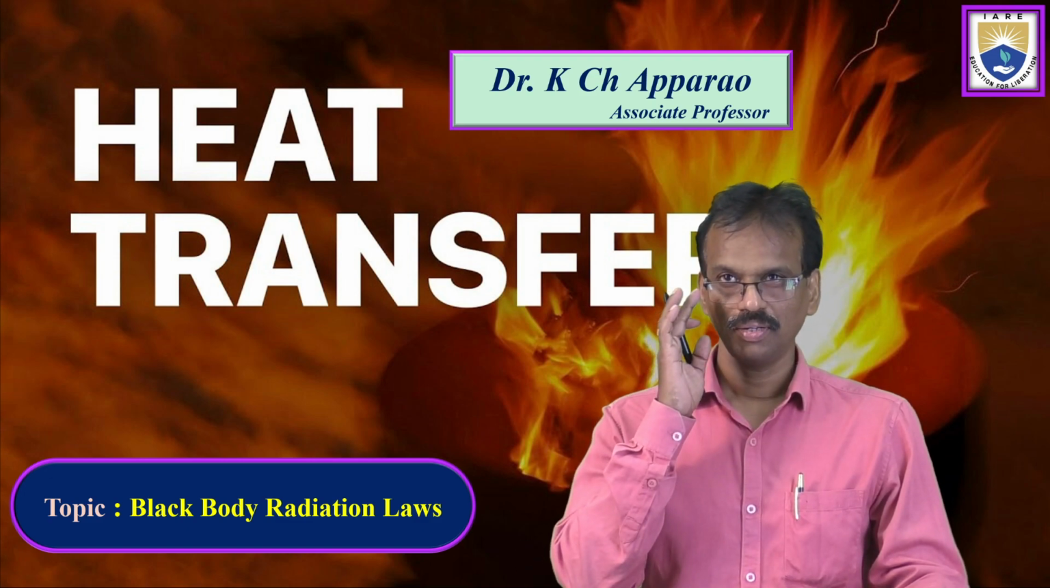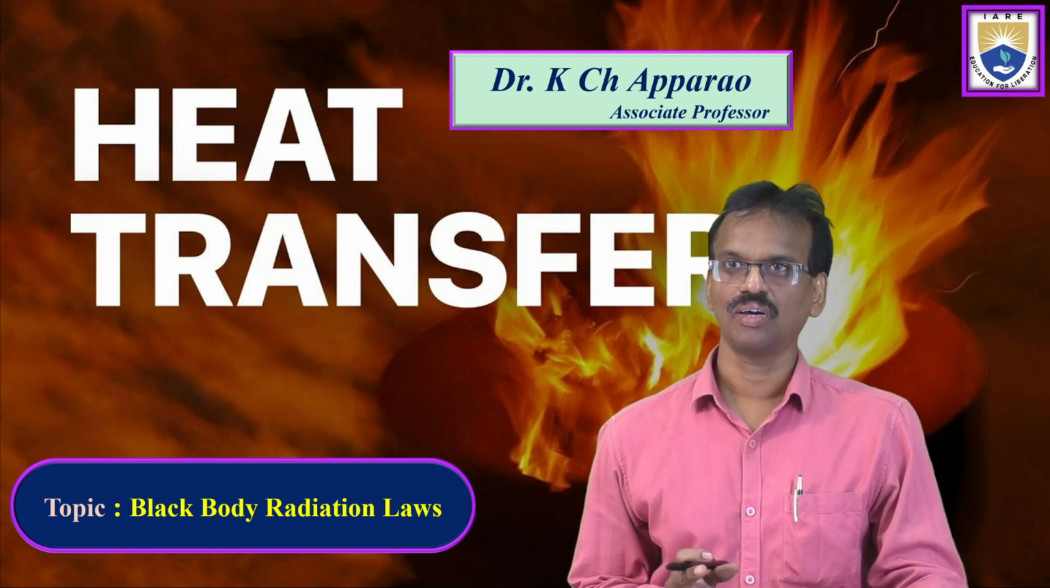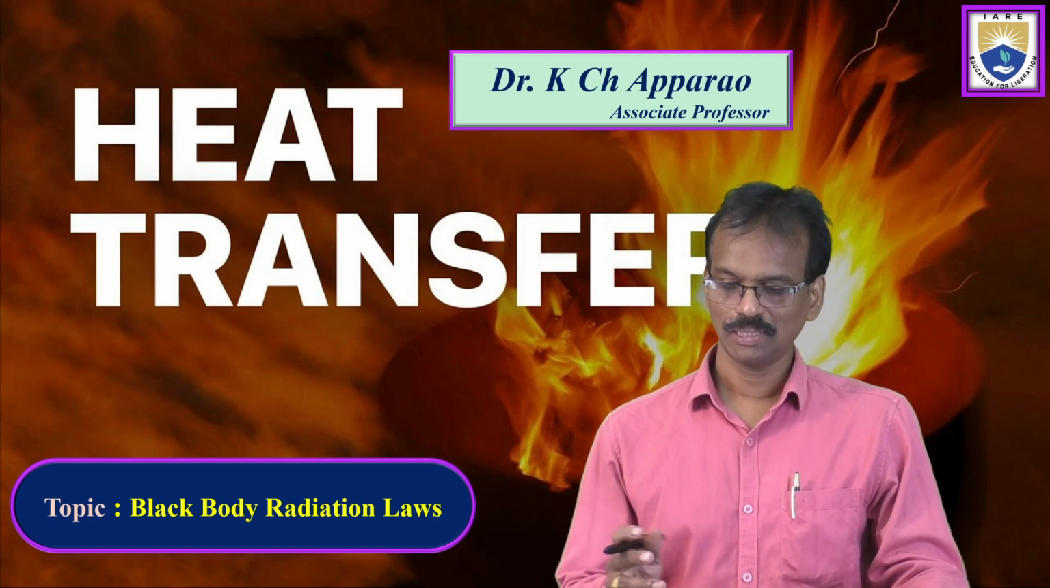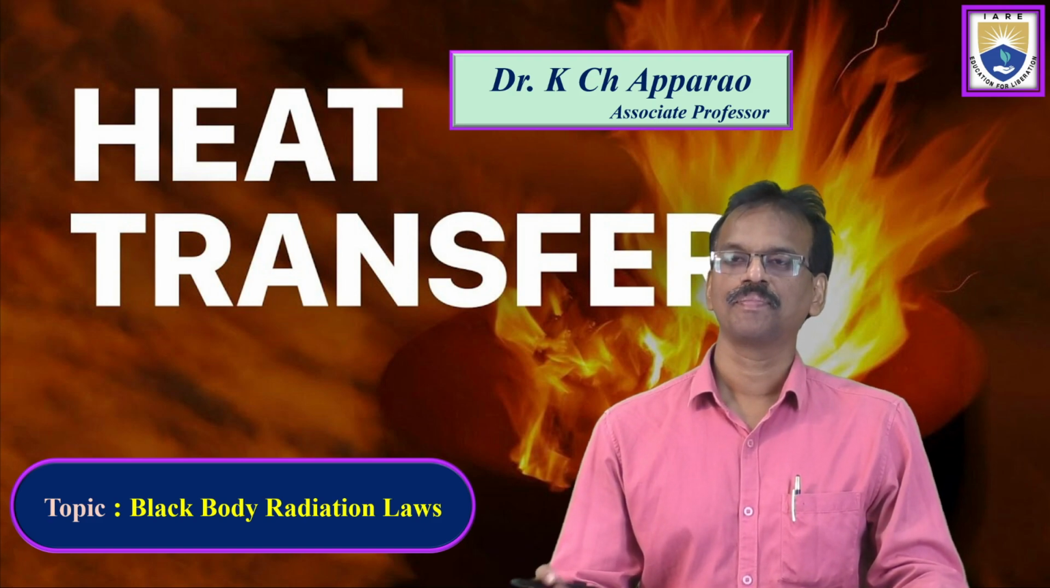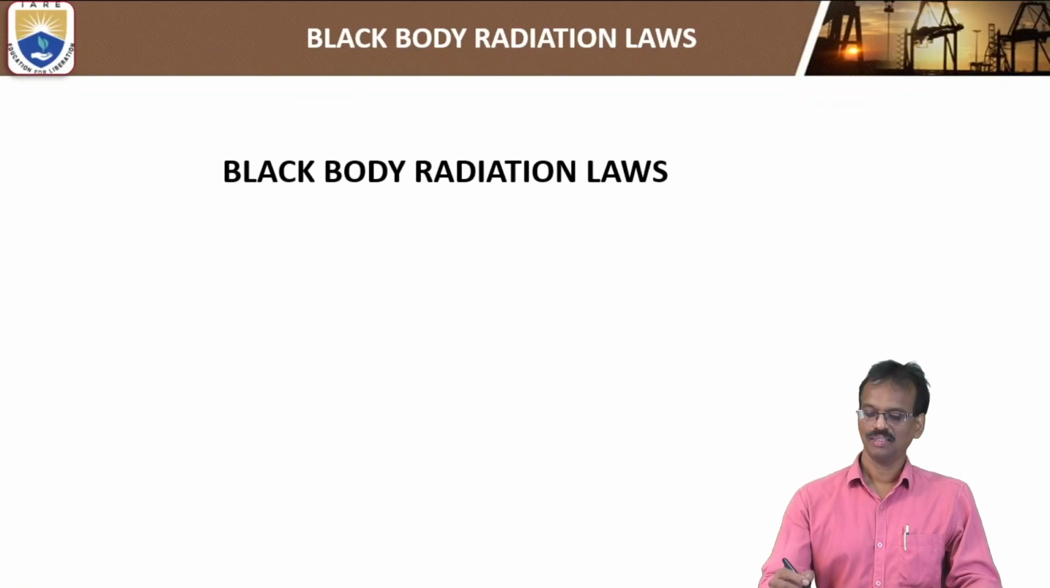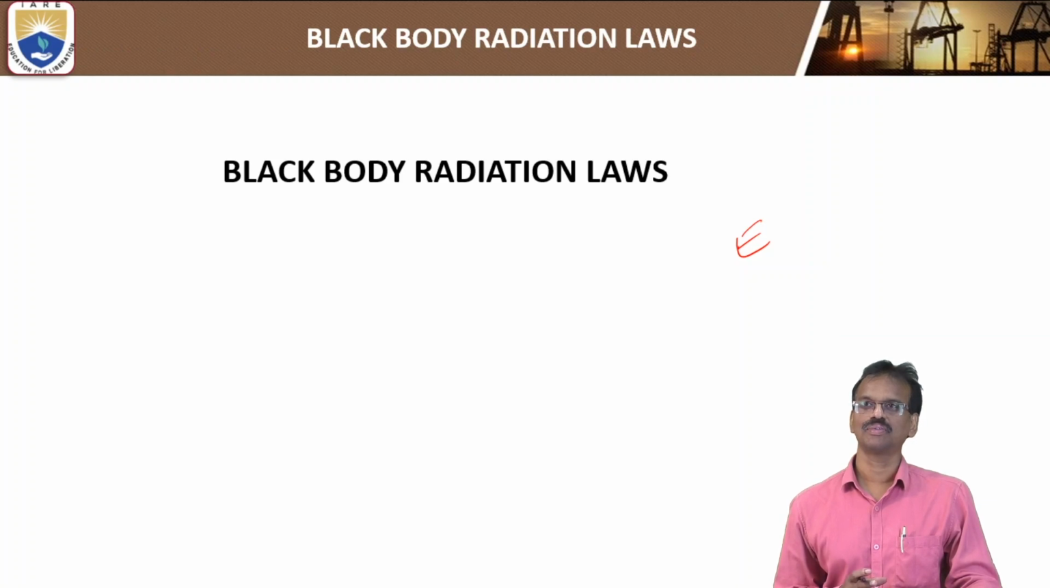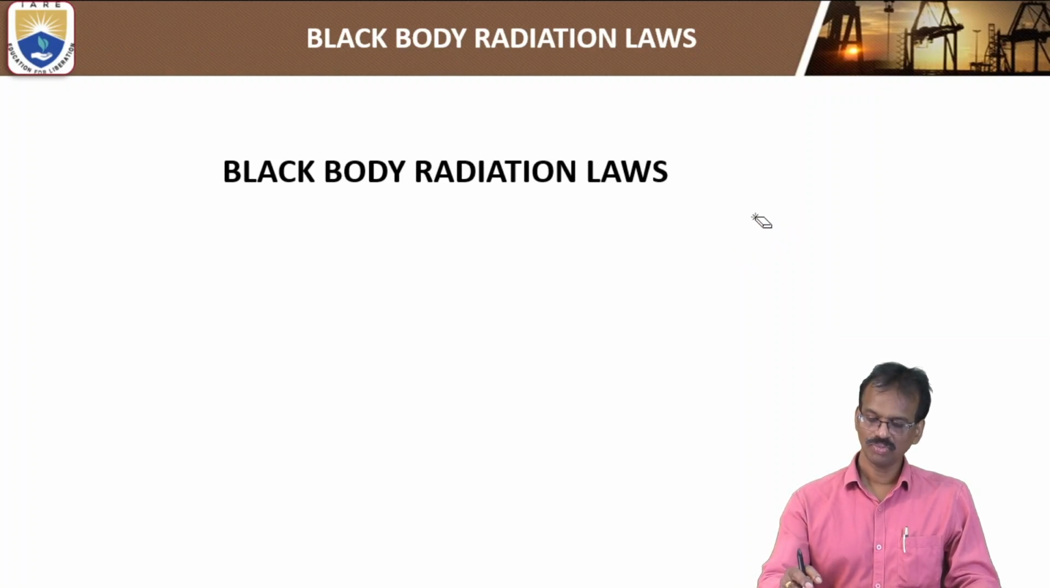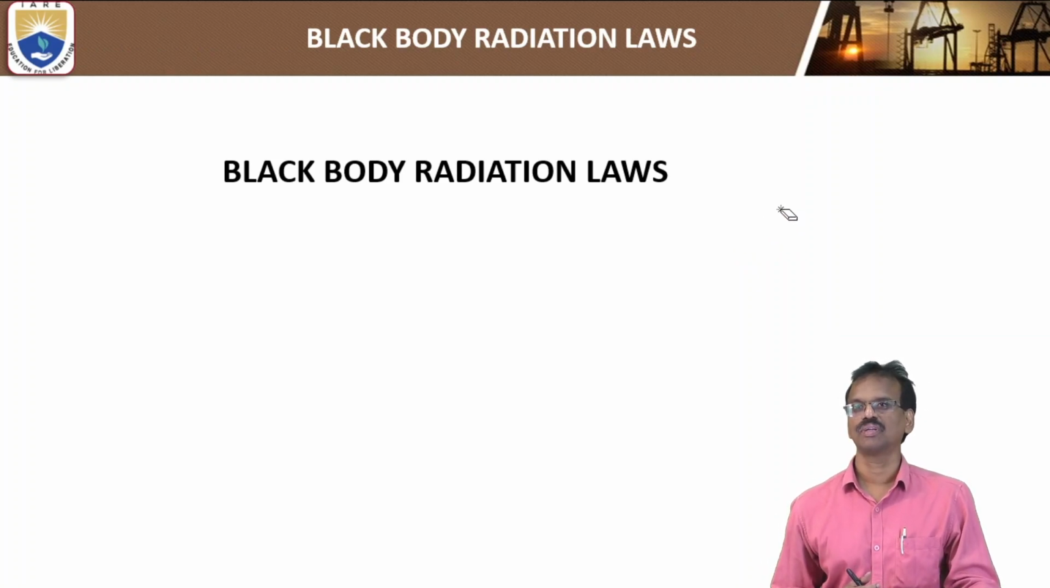Today I would like to explain three laws which are used to measure the radiation or emissive power of radiation. It means the rate of heat transfer by radiation. These three laws are mainly Max Planck's law, Wien's law, and the third one is Stefan Boltzmann. Next we will see the Kirchhoff laws also.